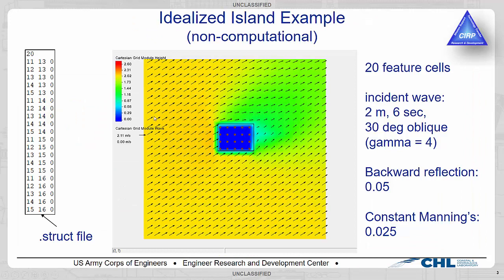So the first one of these is just an idealized island example. And so the option that you would choose among those in SMS is the non-computational cell. And so for this case, basically I've selected 20 cells towards the middle of the grid and turned them off from being computed within the wave model. And so when the waves approach and get to that cell, they act like they are land, regardless of the value that you have specified as their depth value.